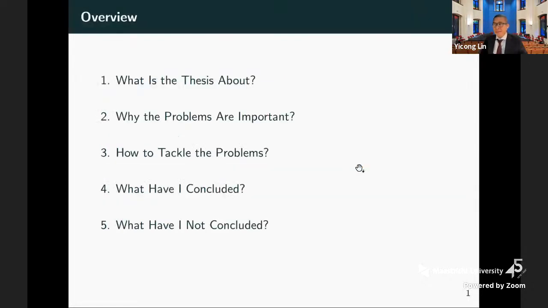The presentation is organized as follows. First, I will talk about what the thesis is about. I will give my reasons why I think the problems are important, and I will give my solutions, and using the proposed methods, I will make the conclusions. Finally, I will also talk about what I have not concluded, but I wish to explore in the future.